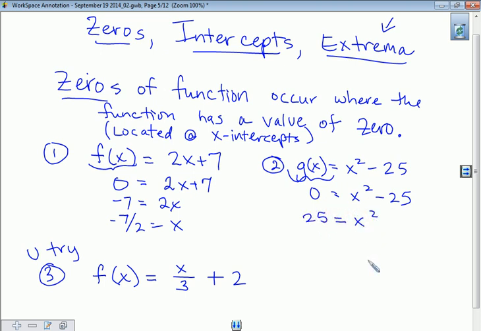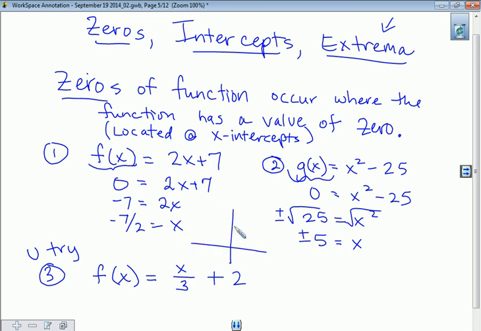All right, now we have this equation. 25 equals x squared. How do we undo a square? Take the square root. When you take the square root, you get the positive and the negative. So it's plus or minus 5. So this function has two zeros. One occurs at positive 5 and one occurs at negative 5. And we talked about these zeros of the function are located at the x-intercepts.